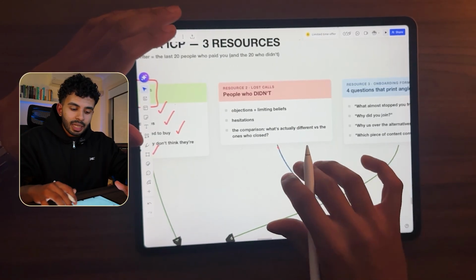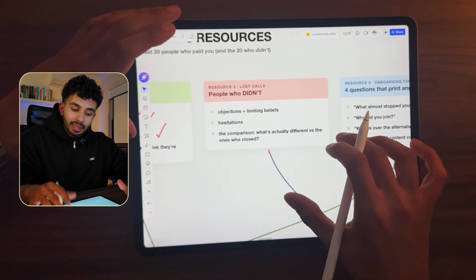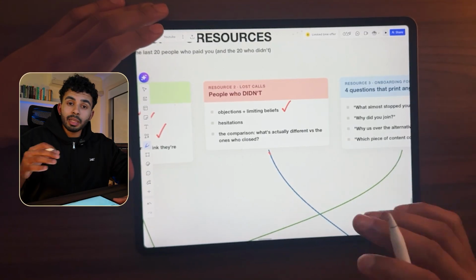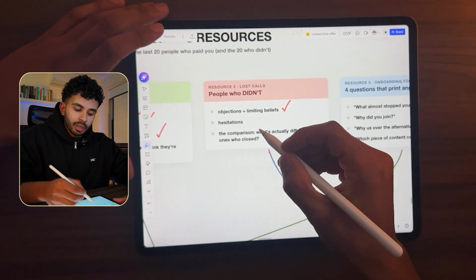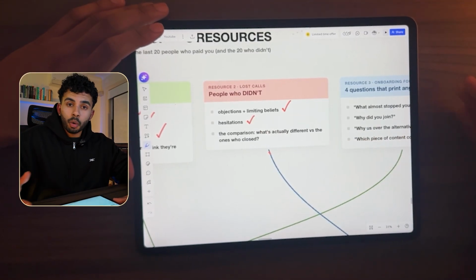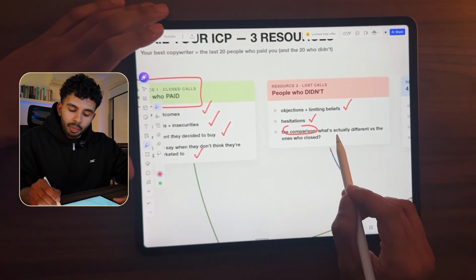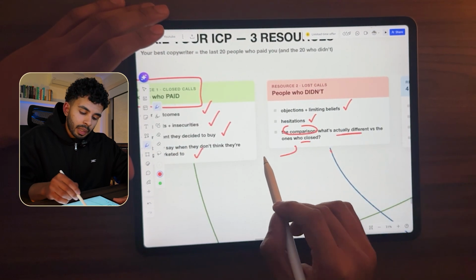Now, the second resource is an analysis of the people that didn't convert. And with that analysis, you're going to have to identify what were the objections and limiting beliefs that prevented them from closing, what were their hesitations for booking a call and converting, and then you're going to want to do a comparison of what actually made the people that didn't convert different from the people that closed.